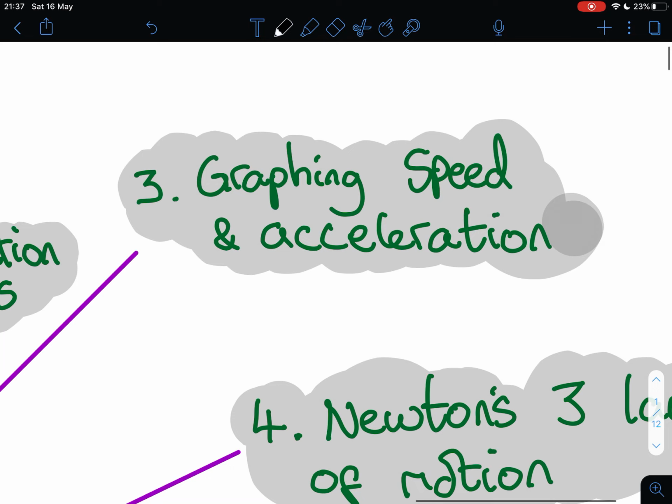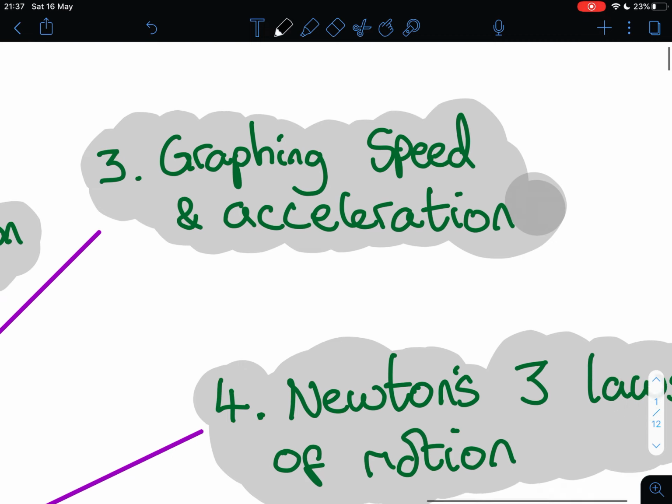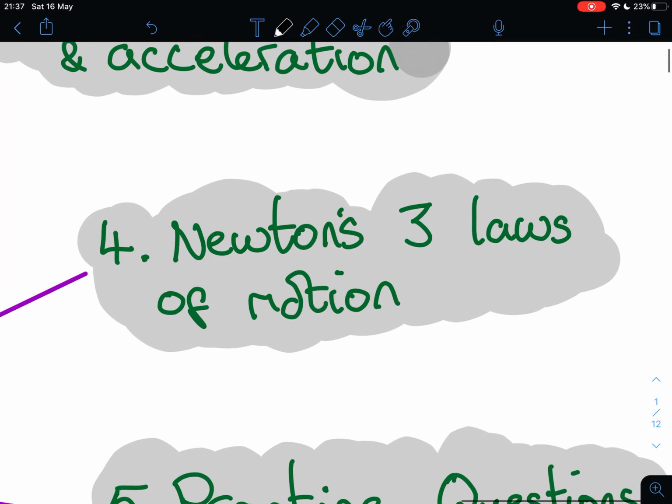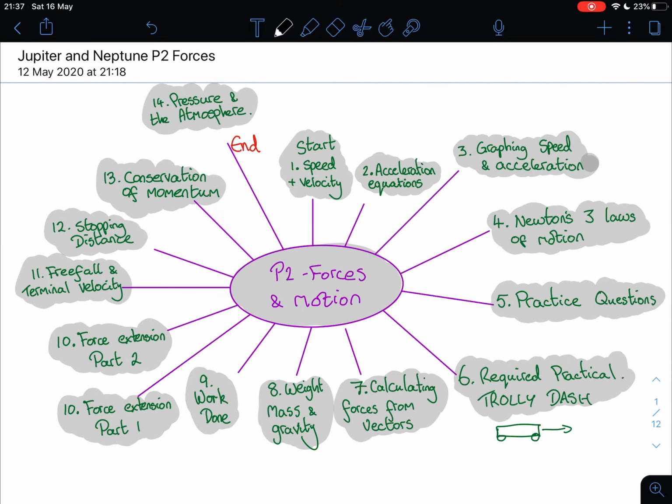Then we looked at graphing speed and acceleration and how we use a velocity time graph for acceleration and a distance time graph for speed. And we related the gradient to the speed and the gradient to the acceleration. And a cheeky little bit at the end, we learned that the area under a velocity time graph told you the distance travelled. And that's where we ended. So today, Newton's 3 laws of motion. So let's dive straight in.